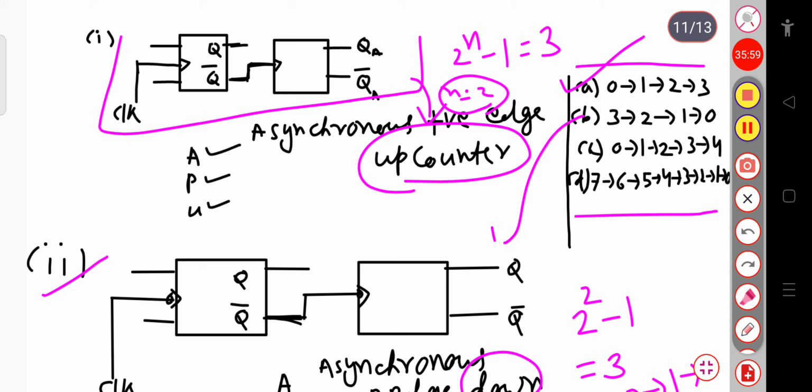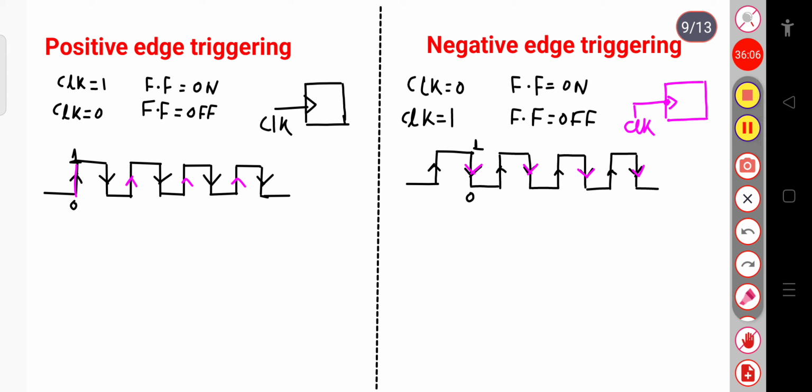Okay. In the next class we will see the construction of the asynchronous counter. I will make mod 4 and mod 8 up counter and down counter, etc. We will see in the next class.